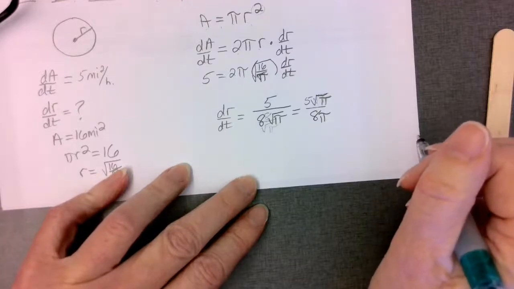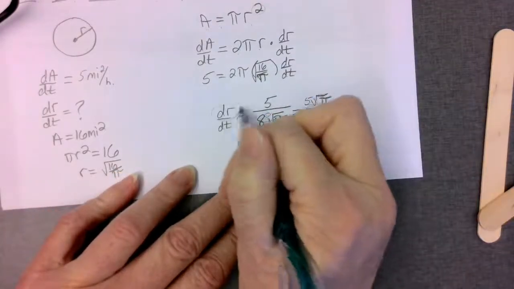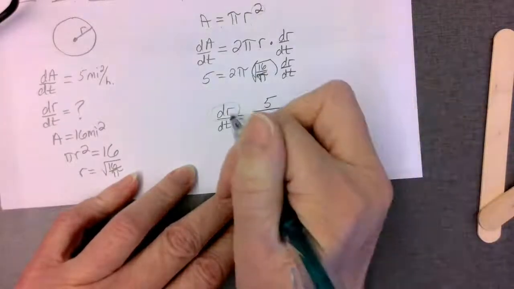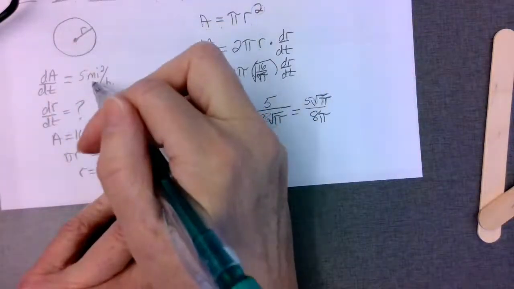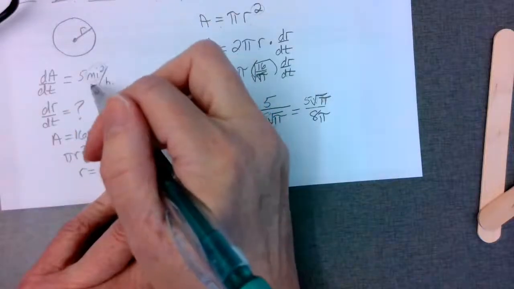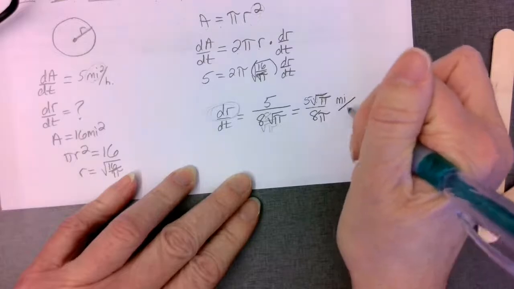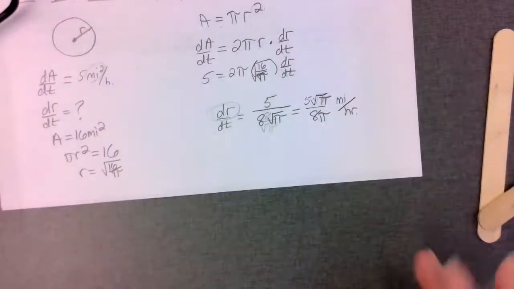And then the label for it is it's a changing radius. Radius is a linear dimension. So changing radius would be measured in miles, because I make the connection to how area is. Radius is linear. So it would be miles per hour.